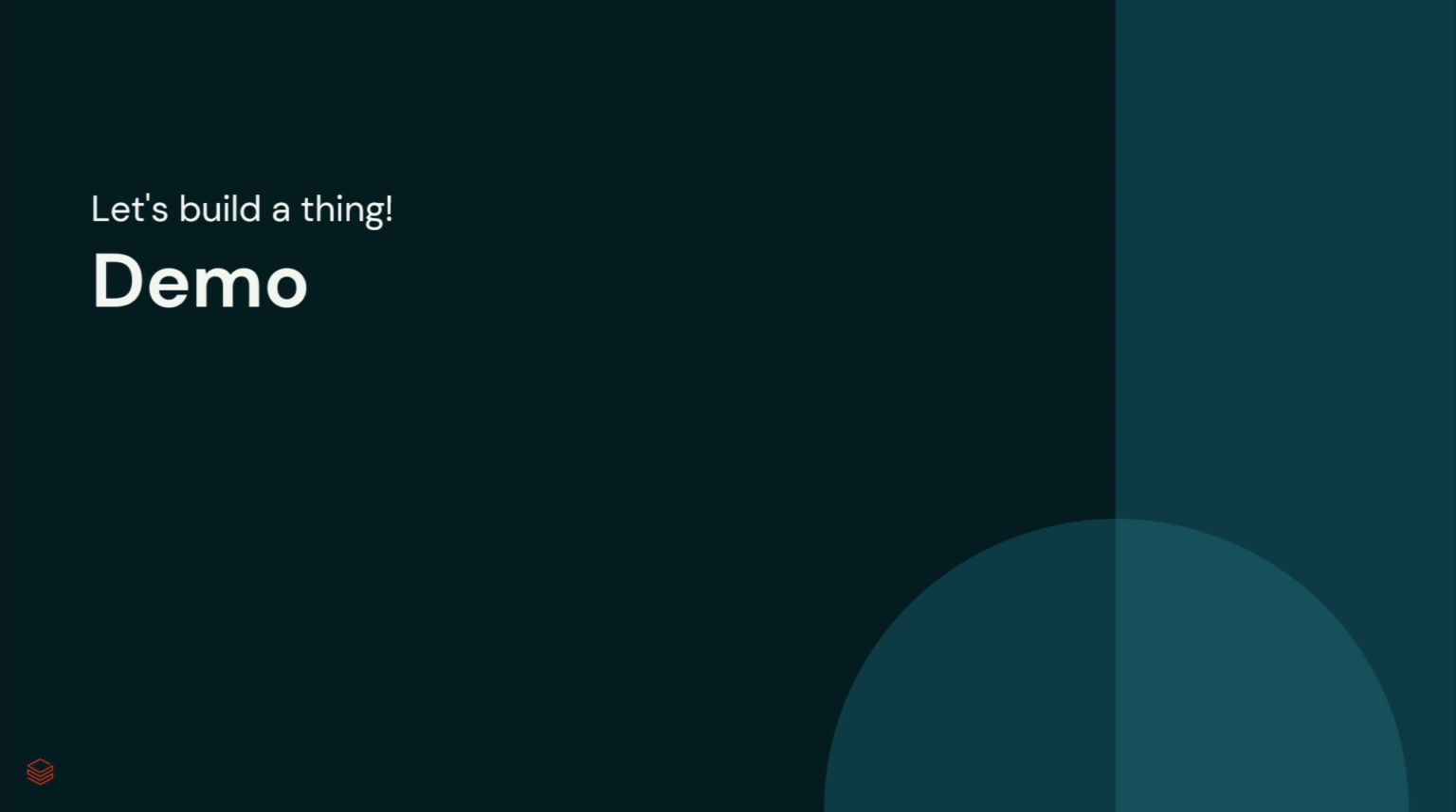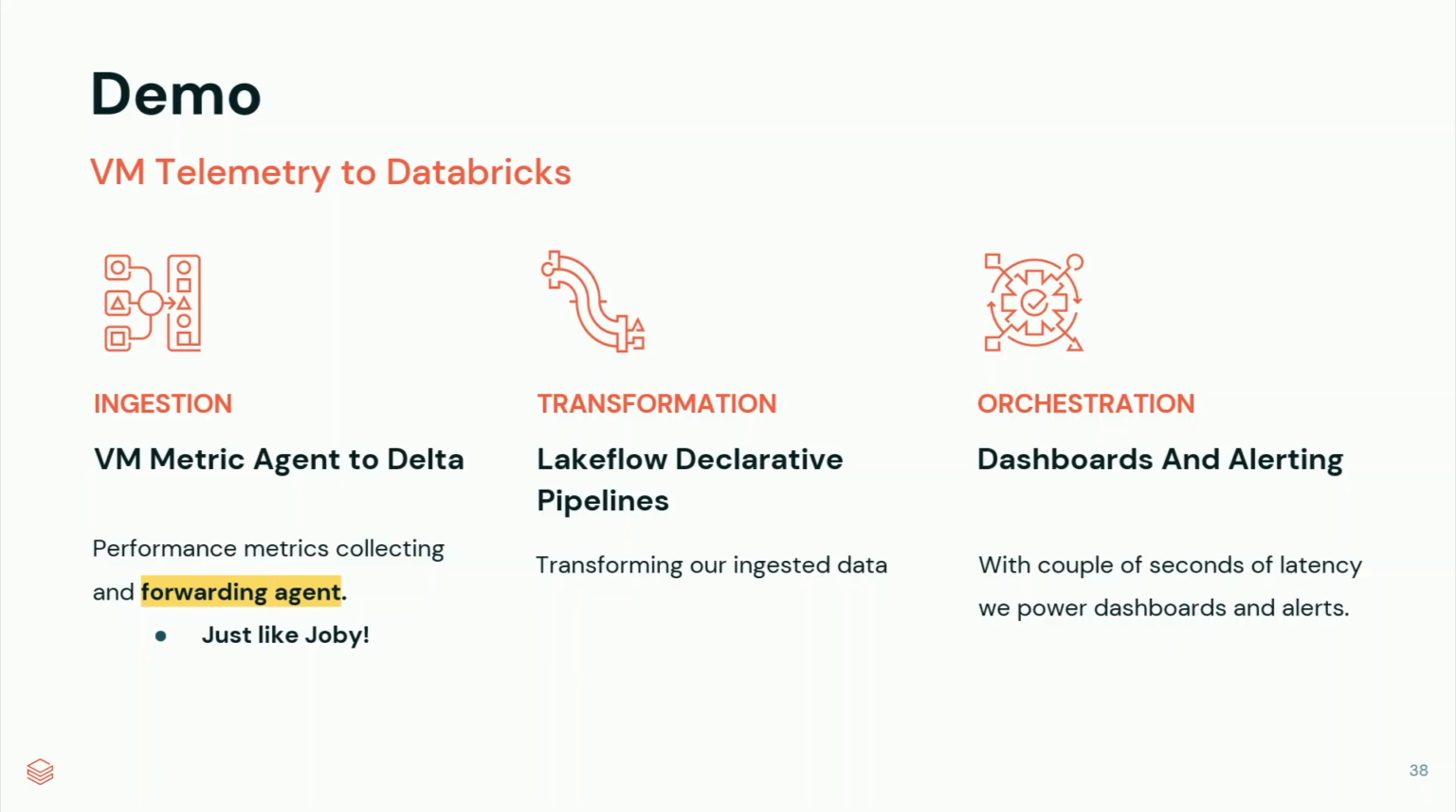So I talked a lot about Zero Bus, but now let's see it in action and let's actually build something. Thank you, Iki. So let's do a brief overview. What are we going to do as part of the demo? We are going to build a performance metrics collecting and forwarding agent, similar to the example Joby had, which Vicky showcased. And once data is in Databricks, we're going to use declarative pipelines to post-process the data. And then we're going to build some dashboard and alerting on top of this data. So let's dive in.